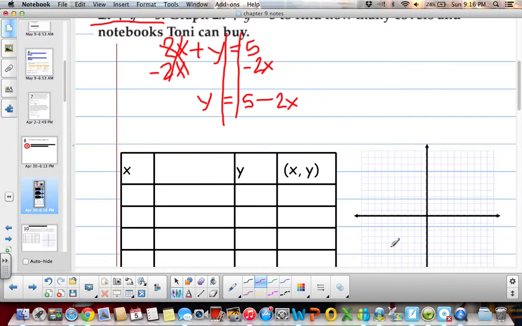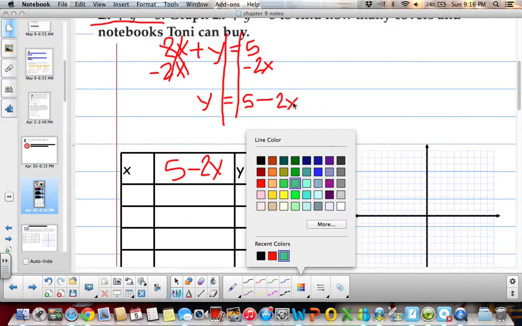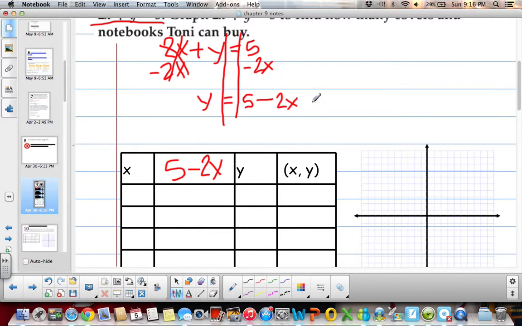So this is a function table. We have our x and we have our y, and if you remember from 9.2, we put our function in here. We know that y equals 5 minus 2x, so I'm going to put 5 minus 2x into here. I'm literally taking this and putting it right there.